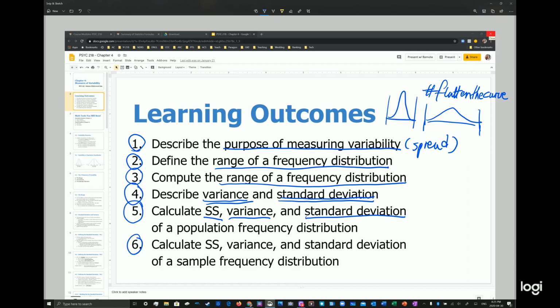And finally, we're going to do this two times. In the fifth learning outcome, we're going to do this for population frequency distributions. And for number six, we're going to do this for sample frequency distributions.